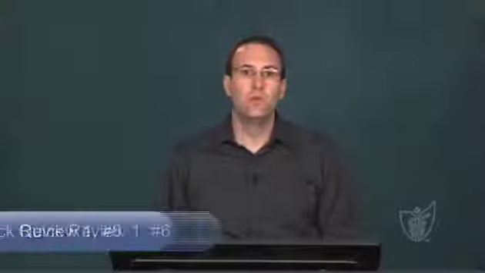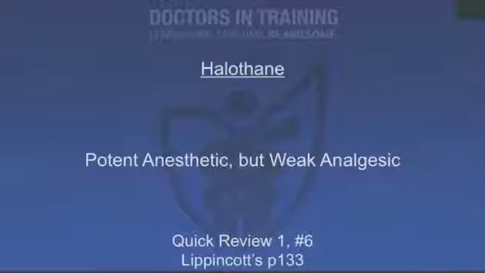Next question. Why is halothane usually combined with an opioid? Very important. You don't want to just give someone halothane for a very good reason, because halothane is a very potent anesthetic but a very weak analgesic. So they're going to feel the pain. They'll just be knocked out. So that opioid is there to help decrease the pain sensations.